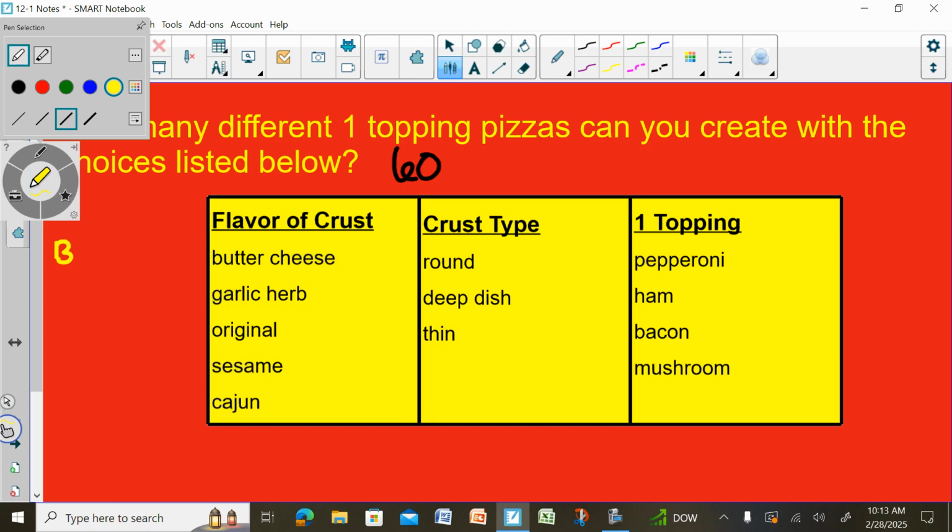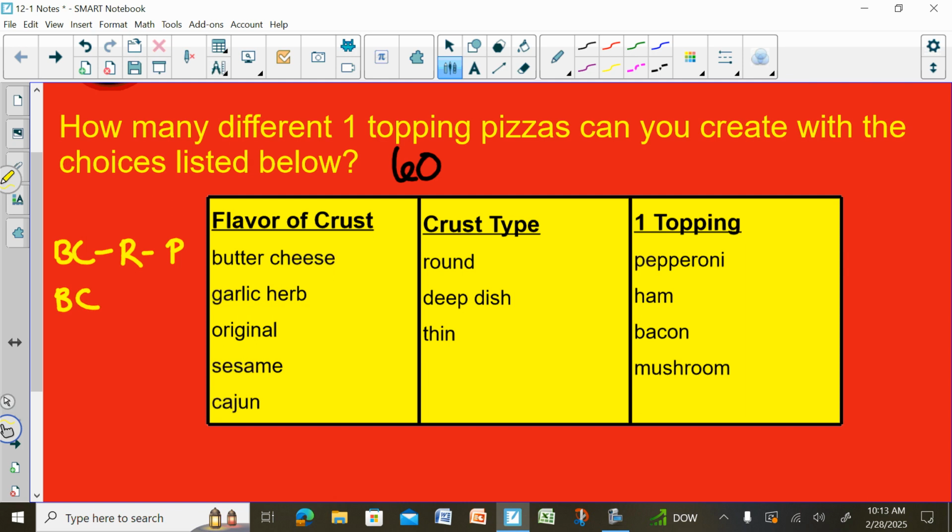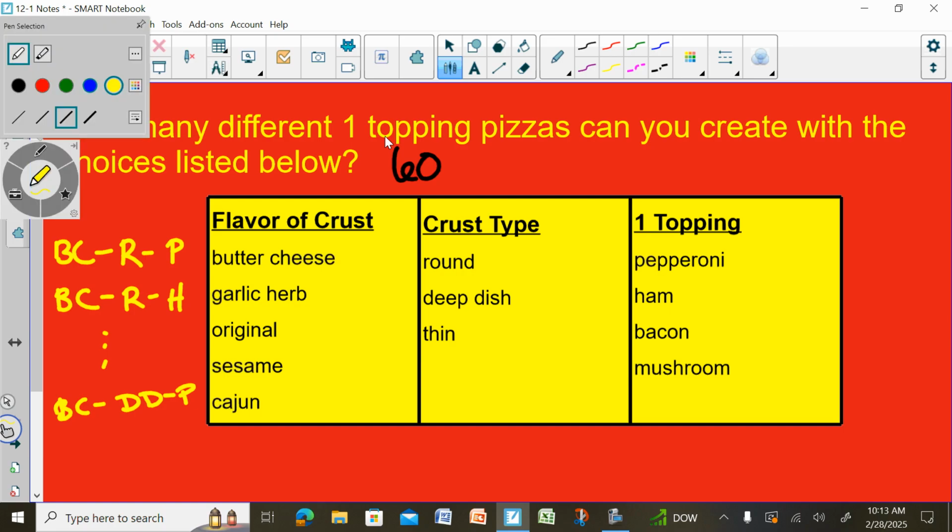Some people may have butter cheese, and then R for round, and then P for pepperoni. I would just suggest, if you're going to do it this way, that you go through all the butter cheese round combinations, and then go butter cheese, deep dish, pepperoni, on and on and on. So when you make a list, that's a great way to do this. However, you just want to make sure that you do it in a systematic way so that you don't forget any, or you don't have any repeats. Because usually when you're just randomly picking things, things get lost, and it's hard to find that one last amount.